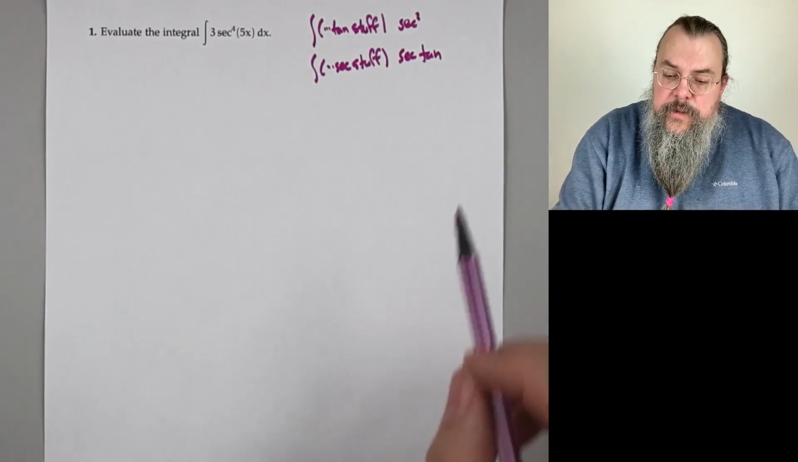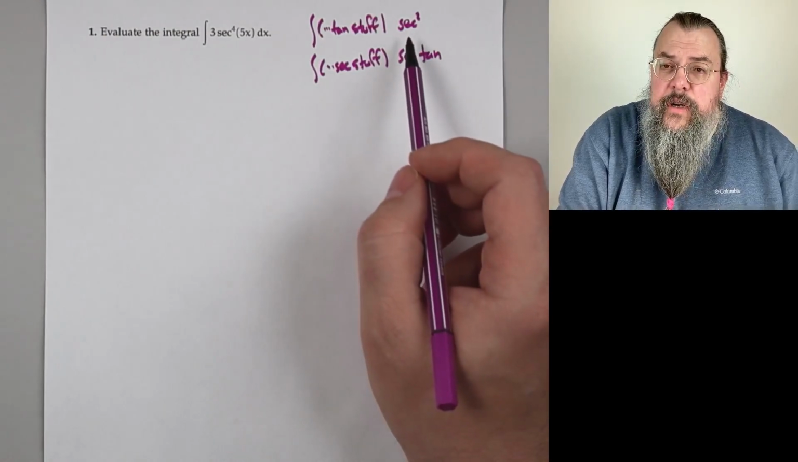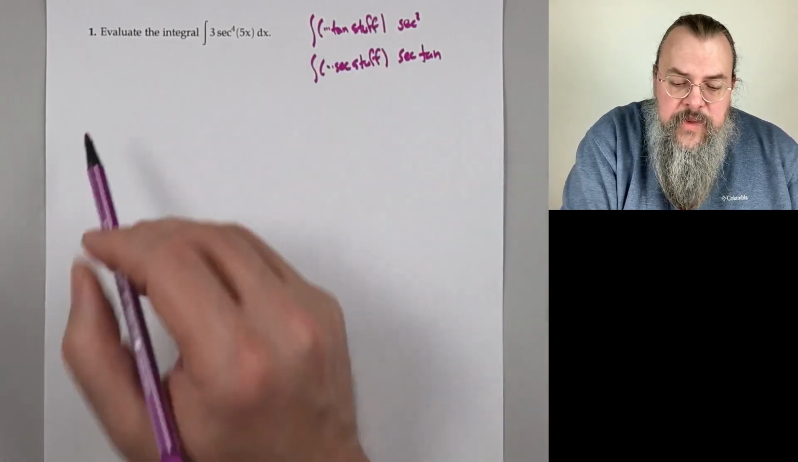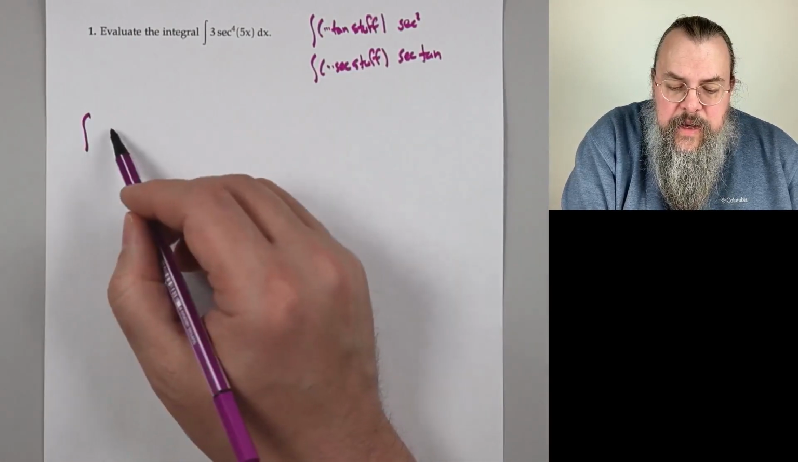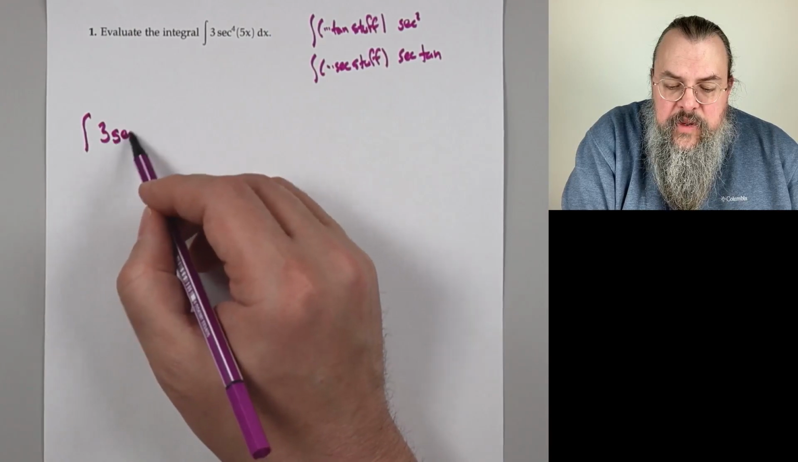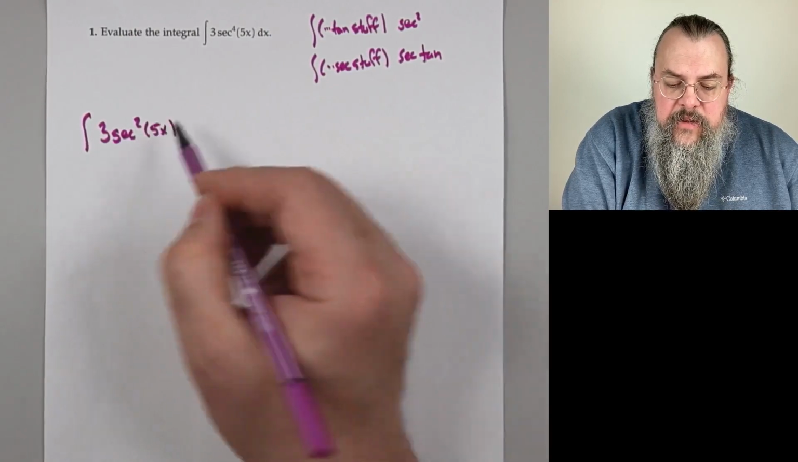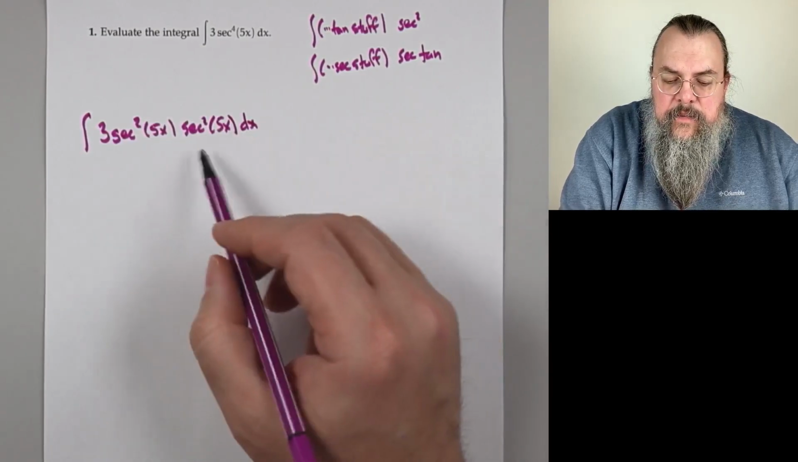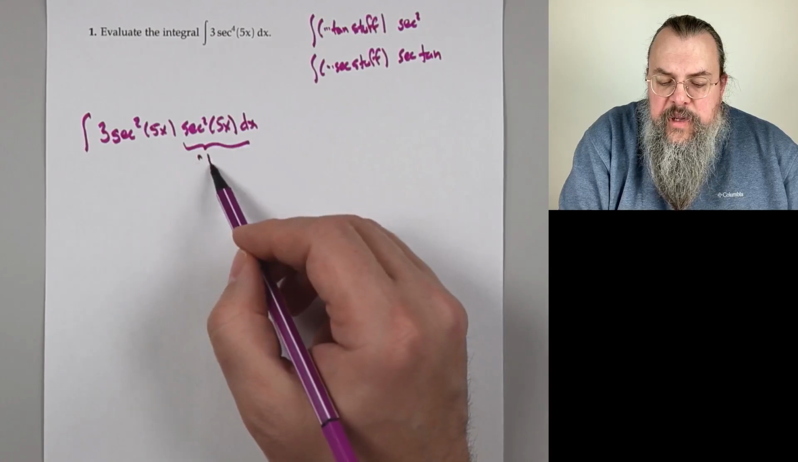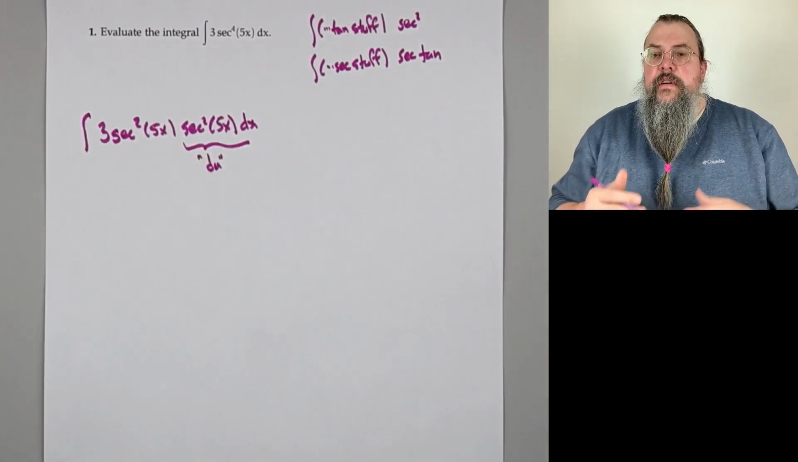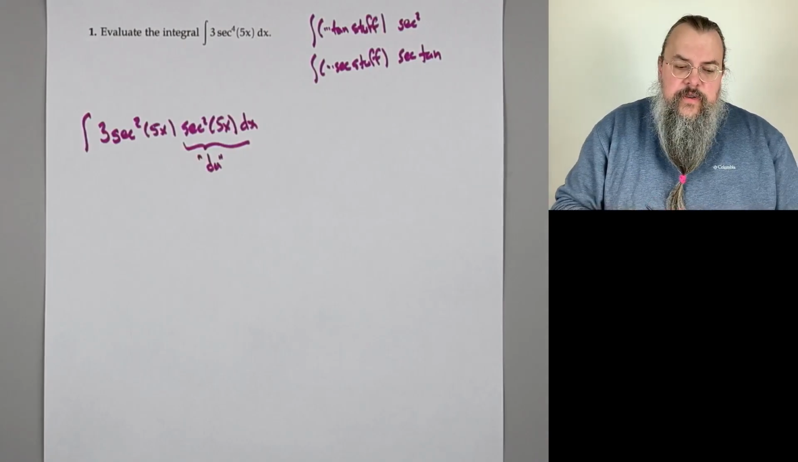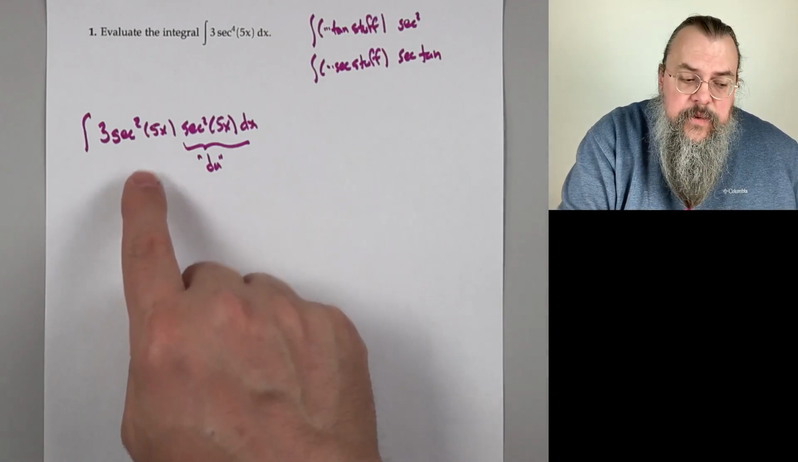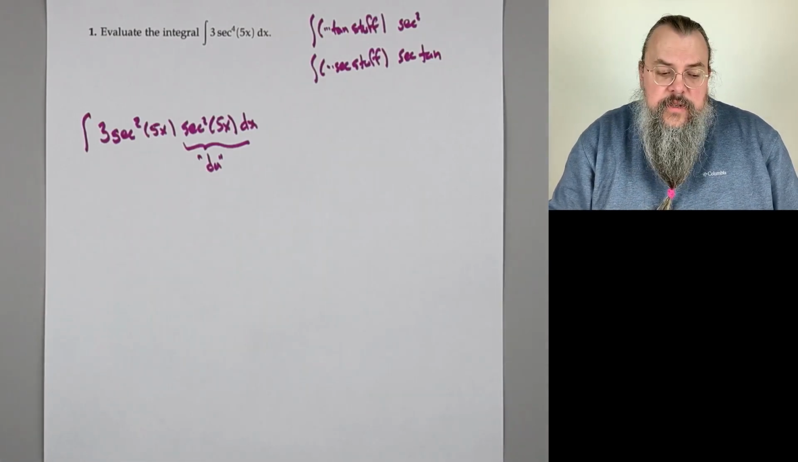So what do we do? Well, we're going to pull off a secant squared, and then we have to deal with the rest of the stuff. So we really have 3 secant squared of 5x and secant squared of 5x dx. And this part on the end will become our du in essence. Well, what is left for us to do is to somehow rewrite this first part just in terms of tangent.